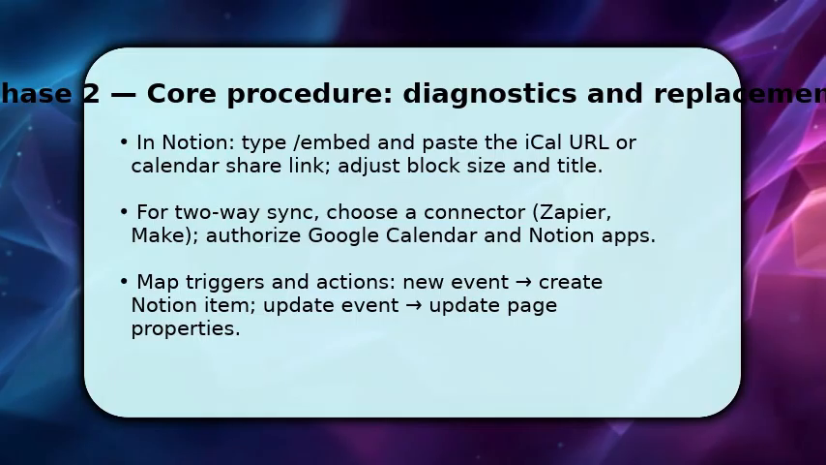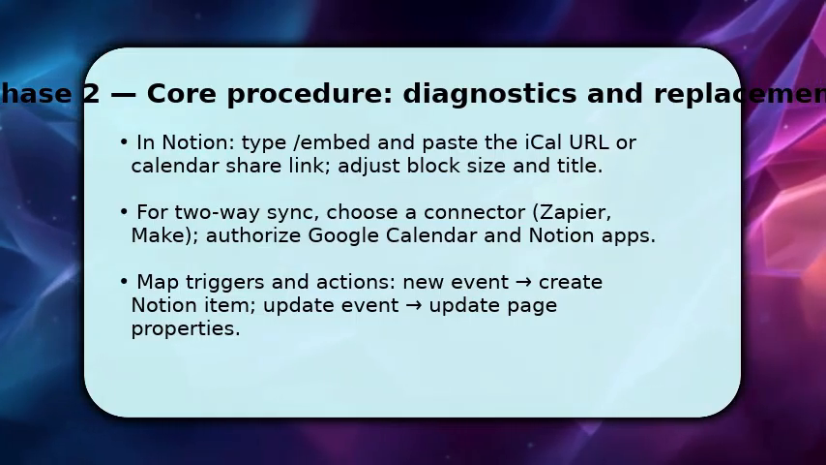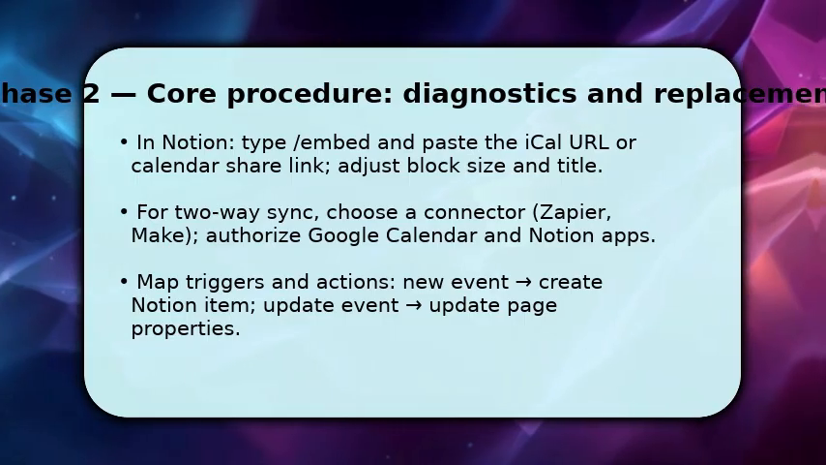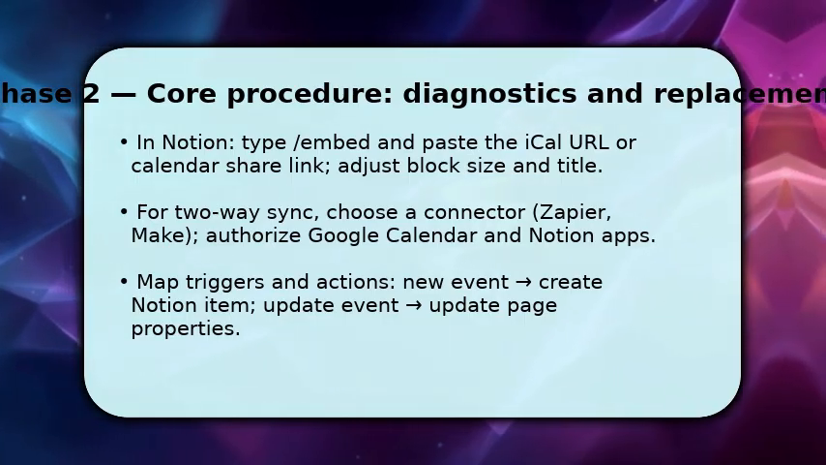Next, embed or automate. If you only need visual calendar display, type /embed in Notion and paste the iCal or public link. Notion will render events.